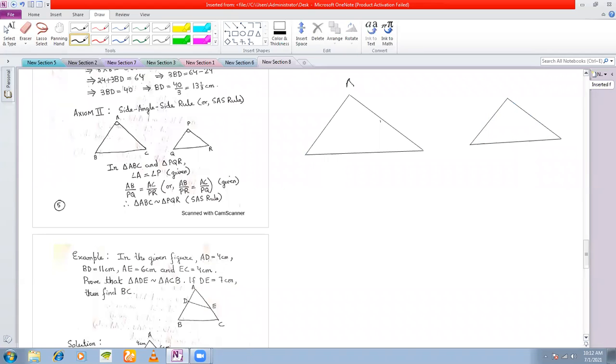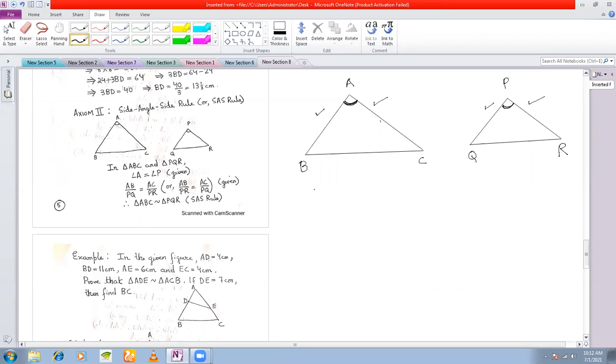Okay, so you have two triangles ABC and PQR. In these two, suppose if I give you these two angles to be equal, it is given to you, right? Now you see what are the included sides? In this triangle, if these two angles are equal, then these two are the included sides of this angle and these two are the included sides of this triangle, right?